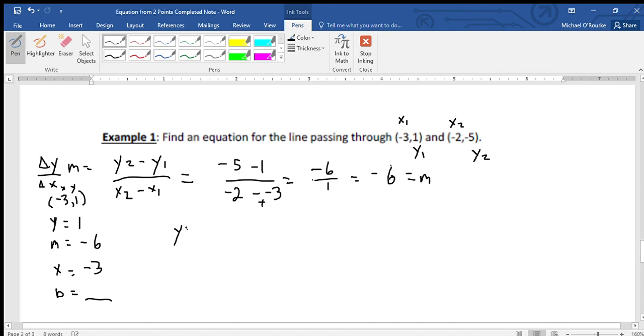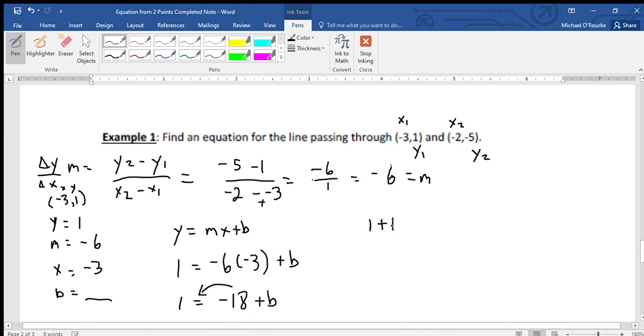So I write out my equation. Y equals, and I plug everything in. -6 times -3 plus b. I realize I forgot this, equals 1. So 1 equals -18 plus b. And move that over. 1 plus 18 equals b. Therefore, 19 equals b. I go back and fill that in.